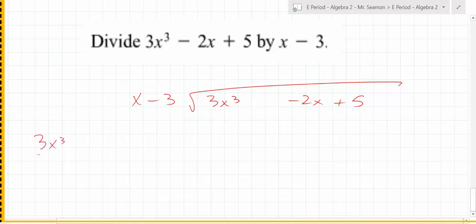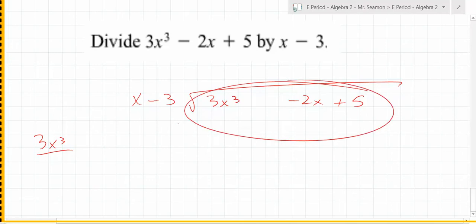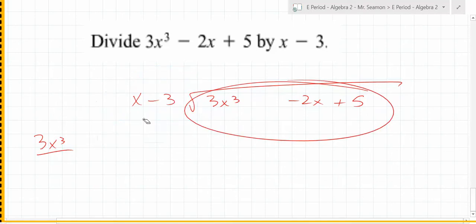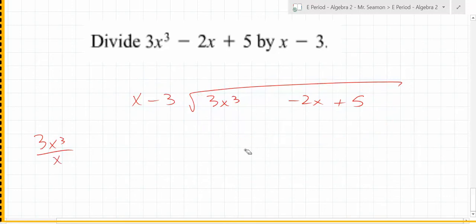3x cubed. Let's do this, and then we'll get the answer, and it'll answer that question, okay? Kids, this is important. We don't have much time here. What's the leading term? 3x cubed. What's the leading term here, Aubrey? x. So it's 3x cubed over x. What is 3x cubed over x? 3x to the second. Yes.